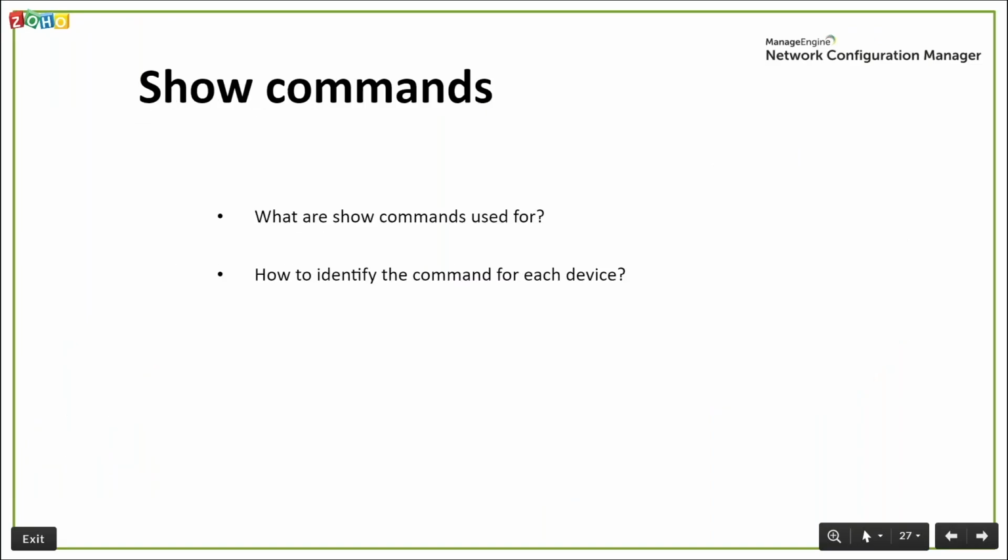Moving on to show commands. Show commands are extremely useful because if you want to see what the commands are for a particular device, you can use the show command option. For example, if you want to know the version number of a particular device, you can use the show version option and you can immediately check what version this particular network device belongs to.